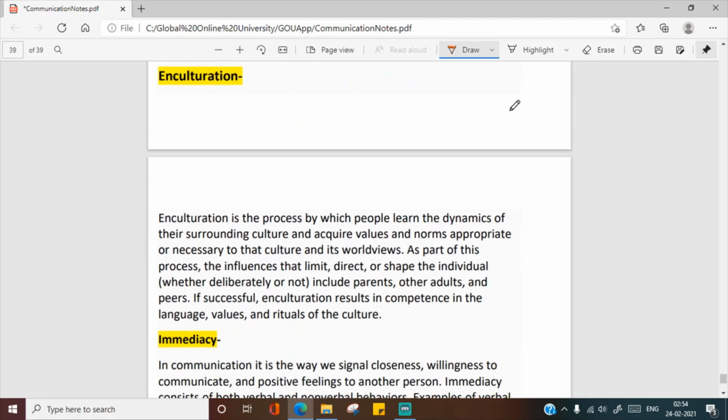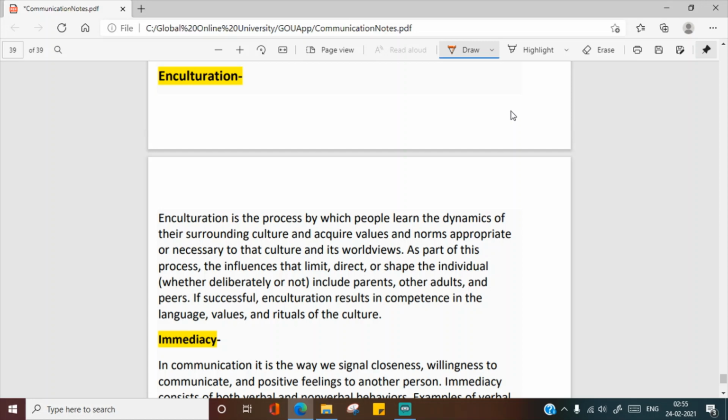What is enculturation? Enculturation is the transmission of culture from one generation to the other. So, in India, we eat with our hands. Why do we eat with our hands? Because we have seen our parents eating with their hands, and they have seen it from their parents. So, enculturation is the process by which people learn dynamics of their surroundings and acquire values and norms appropriate or necessary to their culture and its worldview.